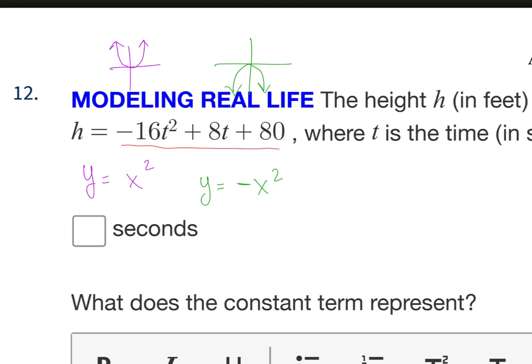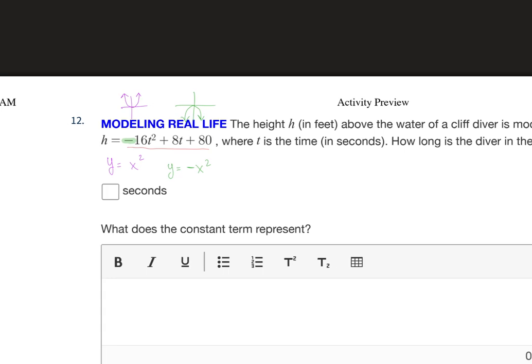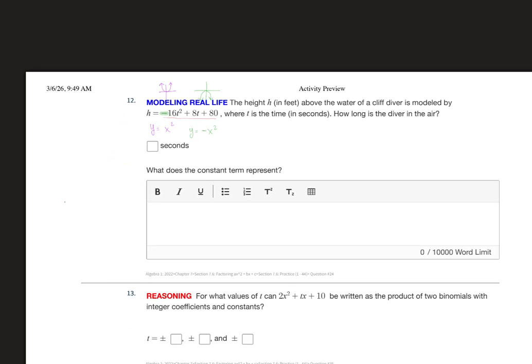So if you're wondering, like, why am I talking about this? Because of our negative right here, okay? And again, why am I talking about that? Because then the scenario we've got here is like, here's the edge of the cliff, right? And the cliff diver's doing this kind of thing, right? They're diving off a cliff, right?